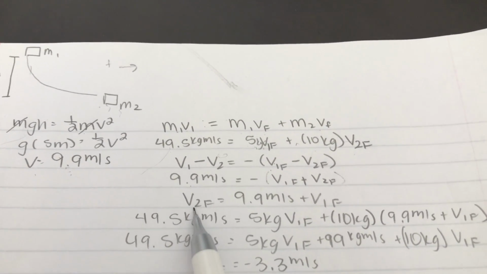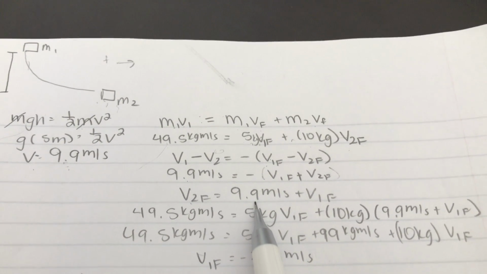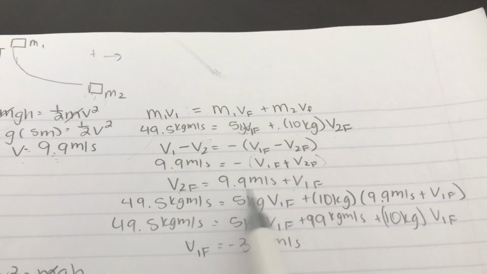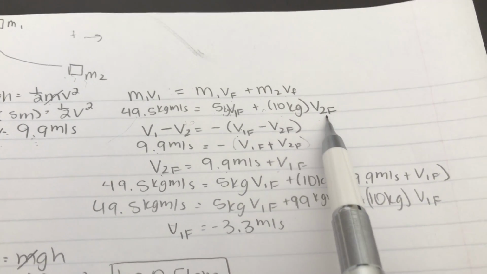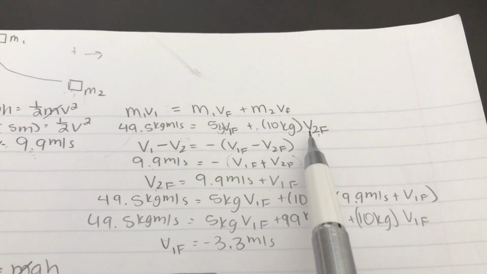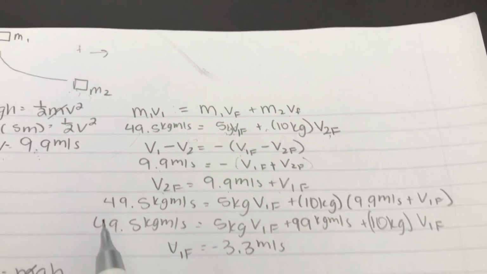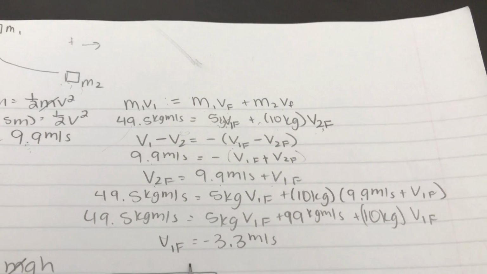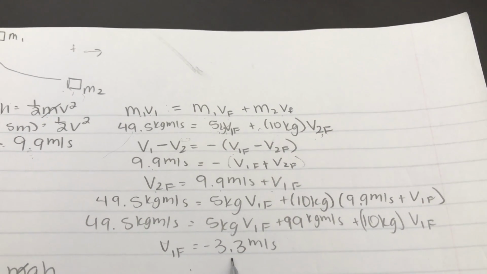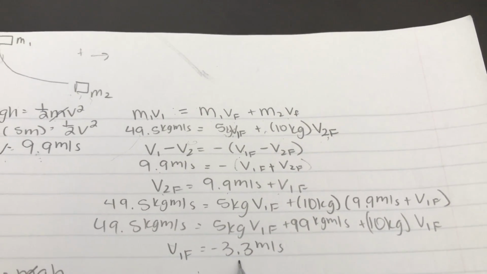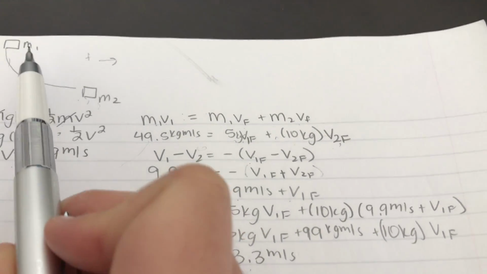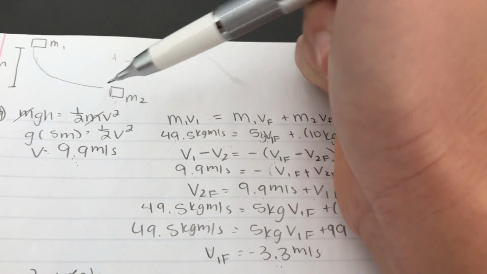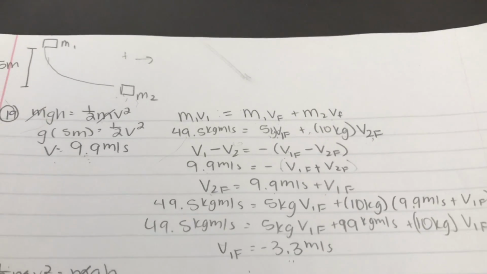And so then I solve it out, and velocity 2 final is equal to 9.9 meters per second plus velocity 1 final. So if I input that in for velocity 2 in my first equation for conservation of momentum, I get this whole equation, and then when I solve that for velocity 1 final, I get negative 3.3 meters per second. So we know that right after the collision, this first block is going to be going negative 3.3 meters per second. So it's going to be going that way at 3.3 meters per second.